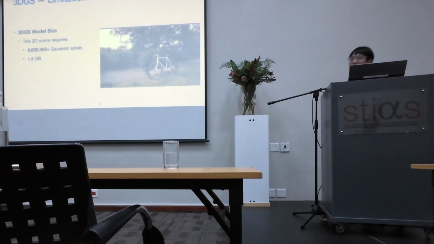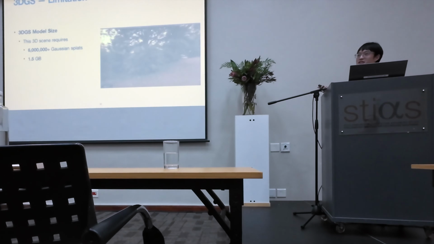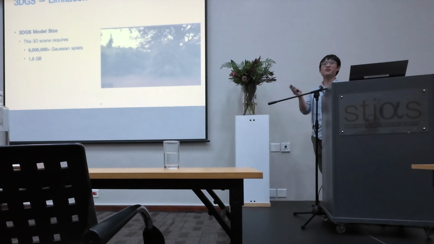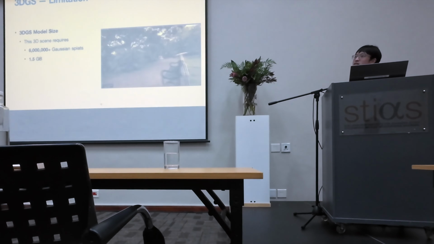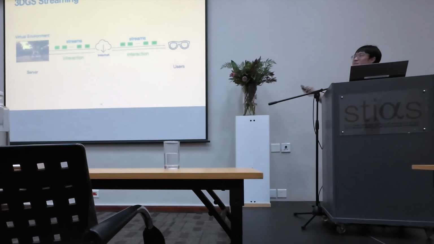Okay. The limitation is also very obvious. This is the common problem for explicit representations. It's very large. For example, for this 3D scene, we need 6 million Gaussian splats to depict it, and it usually requires over 1.5 gigabytes. I'm a streaming guy, so we always want to stream the 3D representation over the internet. This is the classical problem we want to solve. Now we have the virtual environment, the 3D world, represented by the 3D Gaussians. And then we want to stream it over the internet and show this virtual environment to the users.